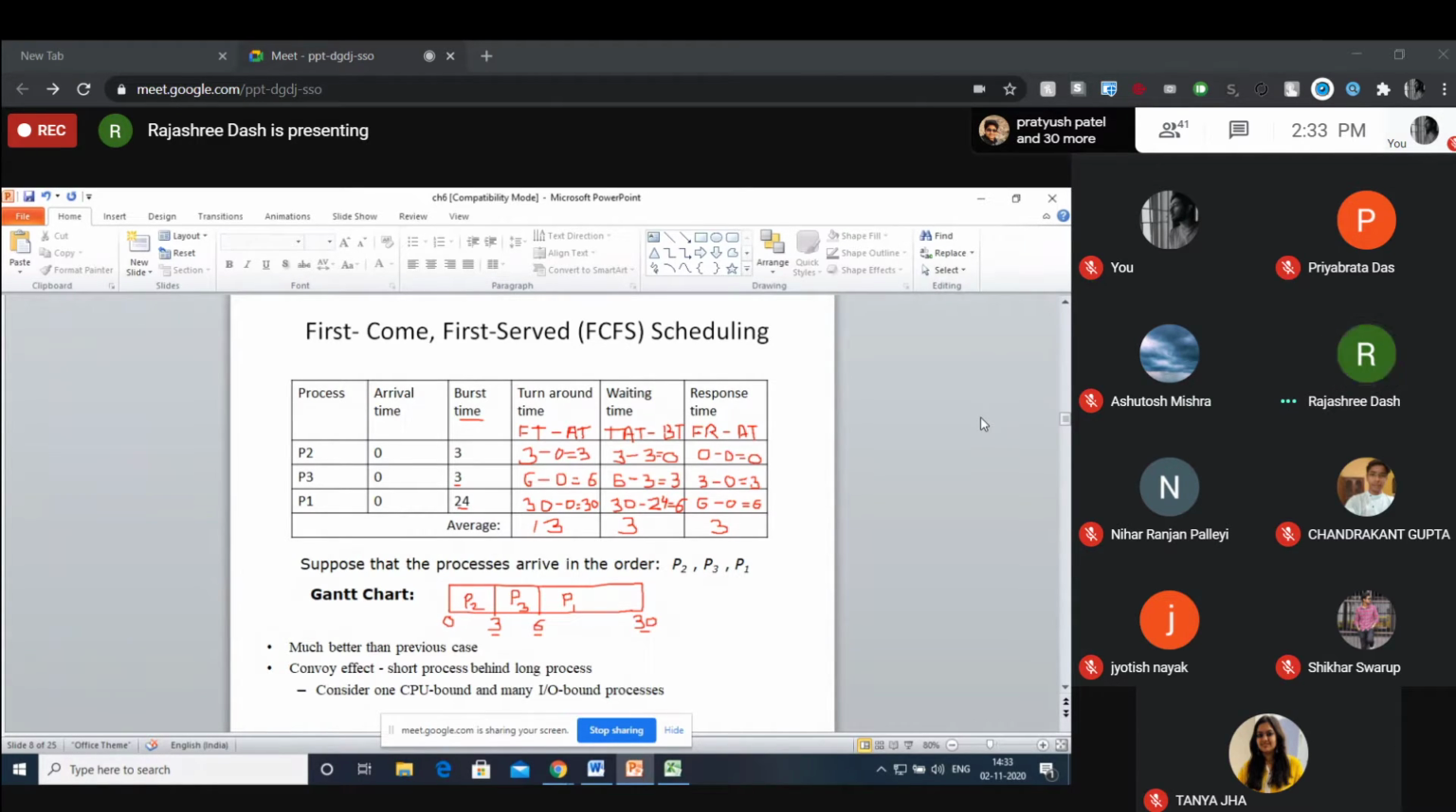Remember, compared to any other CPU scheduling algorithm, the average waiting time of first come first serve scheduling is very high, which also impacts the overall performance of the system and the CPU. This is particularly troublesome for the time sharing system, where the main objective is that each user should get a share of the CPU at regular intervals. So first come first serve scheduling is not proper to be used in a time sharing system.